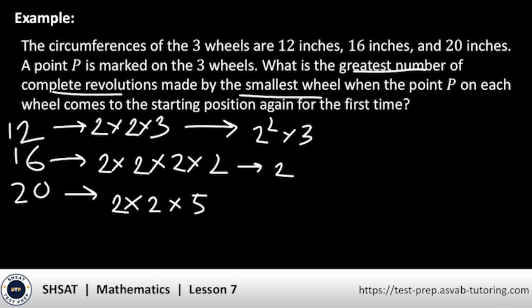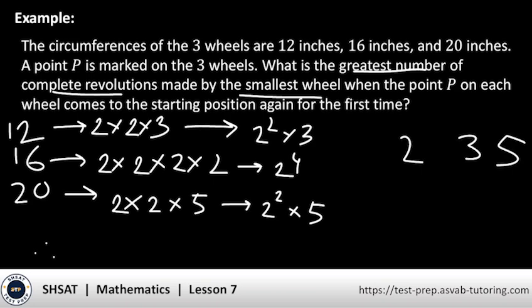This is 2 to the power 4. And this is 2 squared into 5. So do you remember what I told you for LCM? What we do is we take the numbers. So how many numbers are there? We have 2, 3, and 5. What's the highest power of 2? We have 2 squared, 4, and 2. So the highest power is 4. And then what's the highest power of 3? There's only one 3, so you put 3 as it is. What's the highest power of 5? You put 5 as it is, okay?